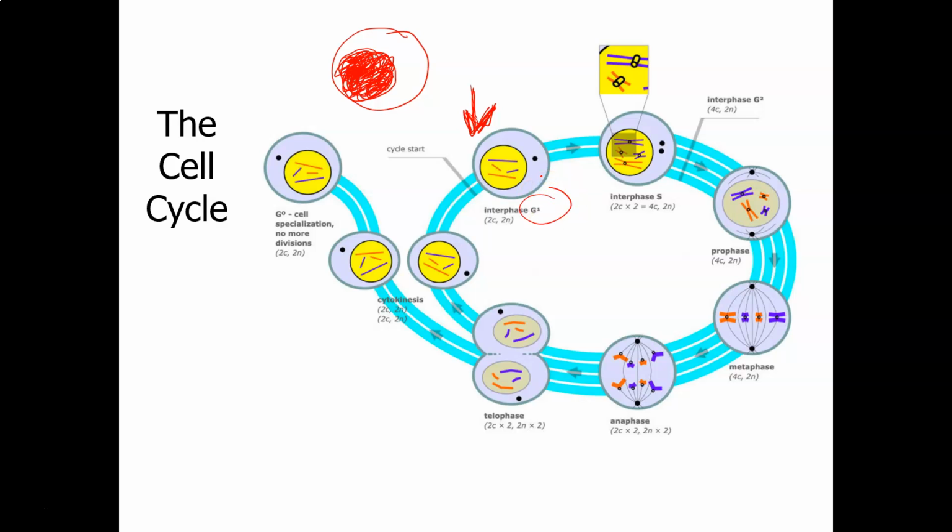or G1. And then in the S phase, the chromosomes are all replicated or duplicated. So you can see that you started out with 4 chromosomes. You still have 4 chromosomes, but they are 4 duplicated chromosomes. Each chromosome has made a copy of itself. And we will discuss that a little more later on as well.